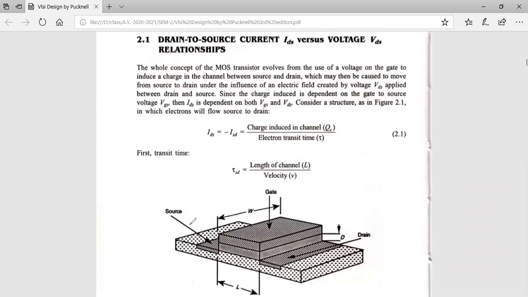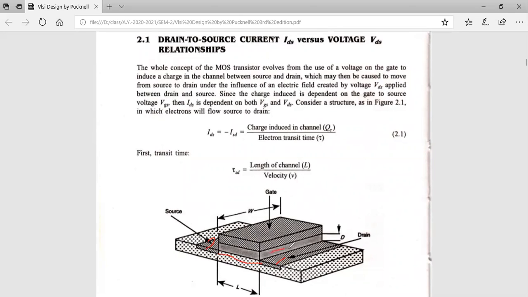See here, this is the source area and this is the drain area, and this is the length. Generally the channel will be formed between the source and the drain in this format, and that becomes the length of the channel. In the ideal case, the length of the channel will be the distance between the source and the drain.